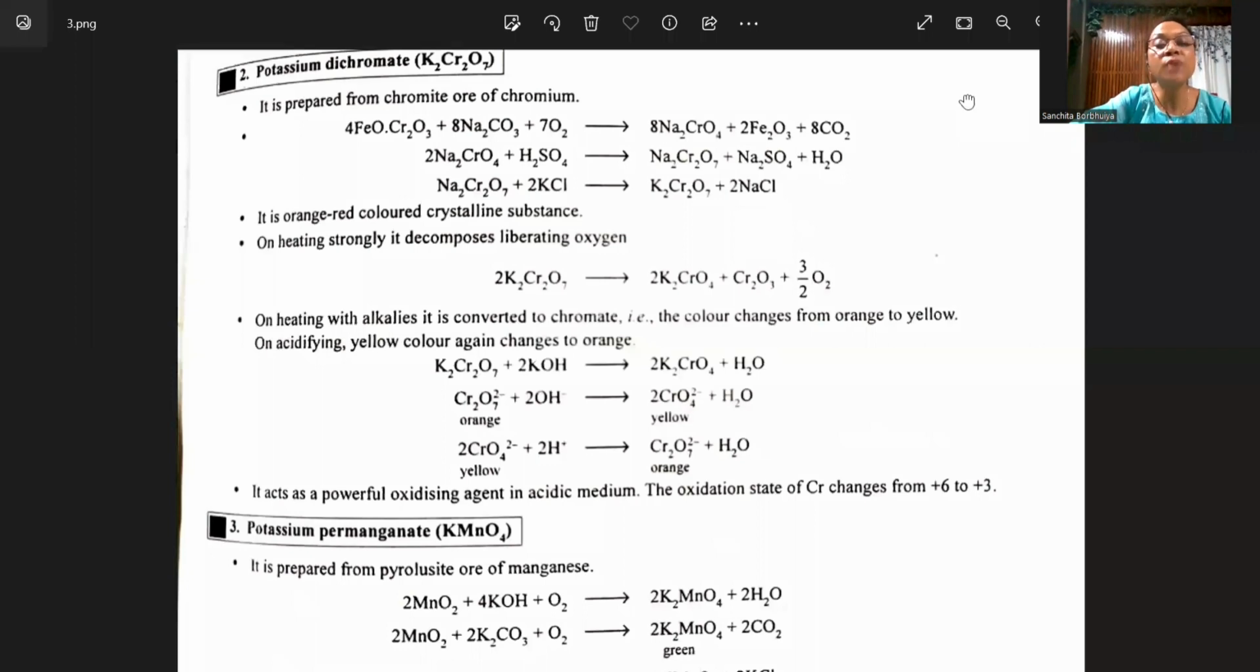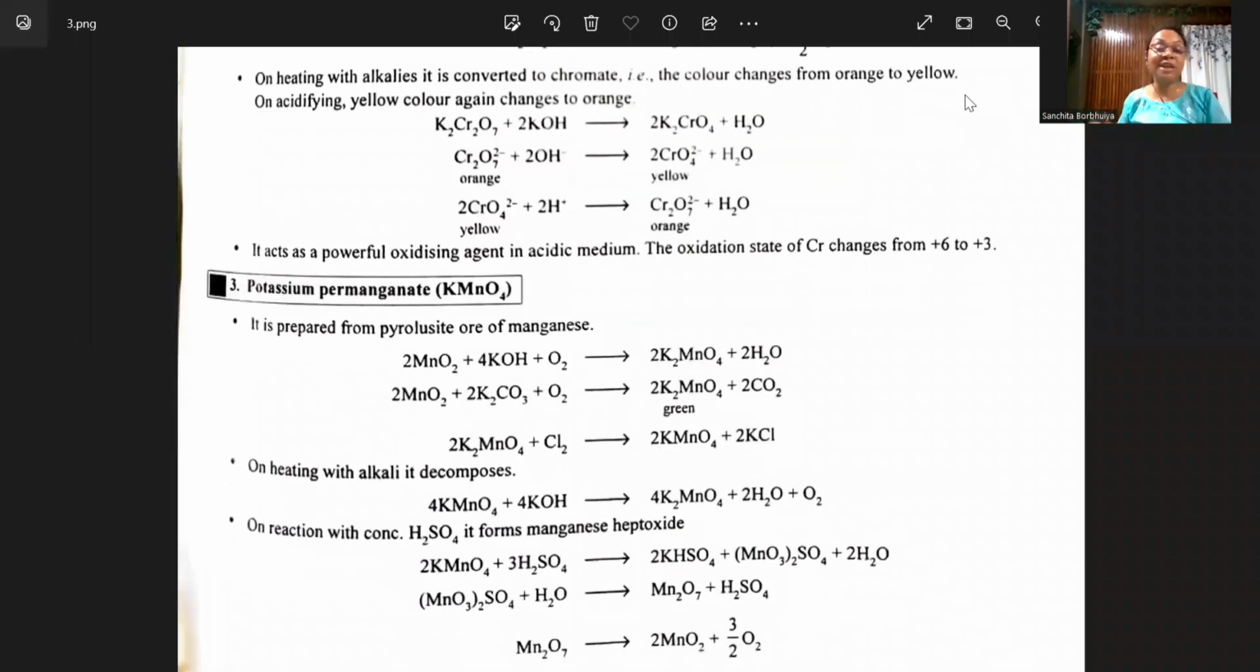You also have the preparation of potassium permanganate. So how is potassium permanganate prepared? From MnO2. And what is MnO2 called? Pyrolusite. So that also you take in the presence of a base, potassium hydroxide. What did you use for preparing potassium dichromate? Sodium carbonate. And here you use the base potassium hydroxide in presence of oxygen.